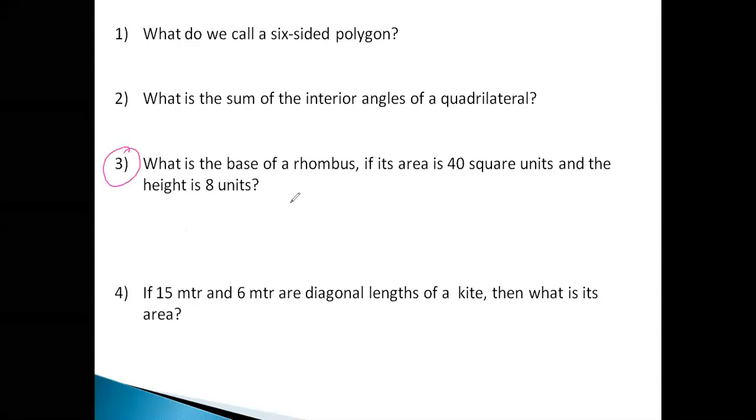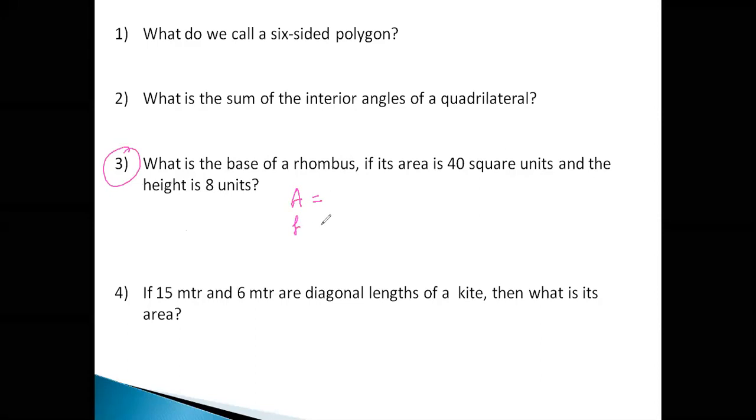What is the base of a rhombus, if area is given and height is given?